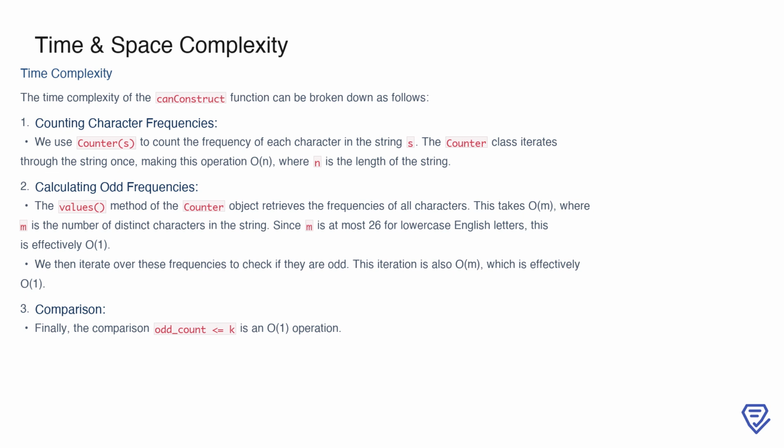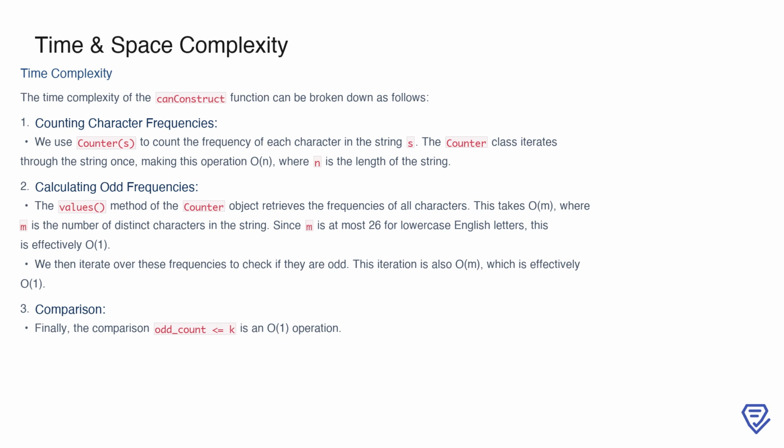Since values operates in O(m), where m is the number of distinct characters, and m is at most 26 for lowercase English letters, this step is effectively O(1). We then iterate over these frequencies to determine if they are odd, which is also O(m), or effectively O(1). Finally, the comparison of odd_count to k is a simple O(1) operation.